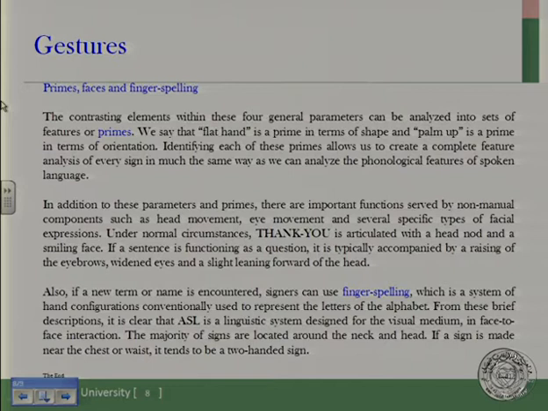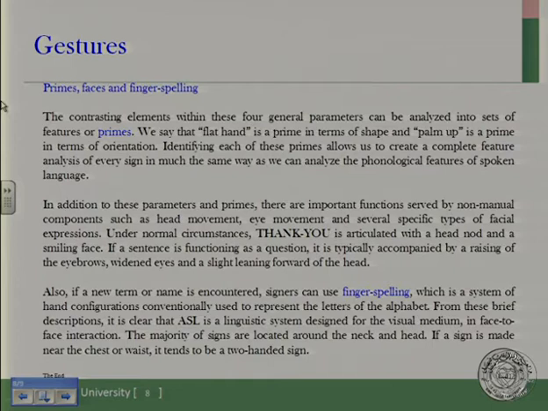In addition to these parameters and primes, there are important functions served by non-manual components such as head movement, eye movement, and several specific types of facial expressions. Under normal circumstances, thank you is articulated with a head nod and smiling face. If a sentence is functioning as a question, it is typically accompanied by a raising of eyebrows, widened eyes, and a slight leaning forward of the head.